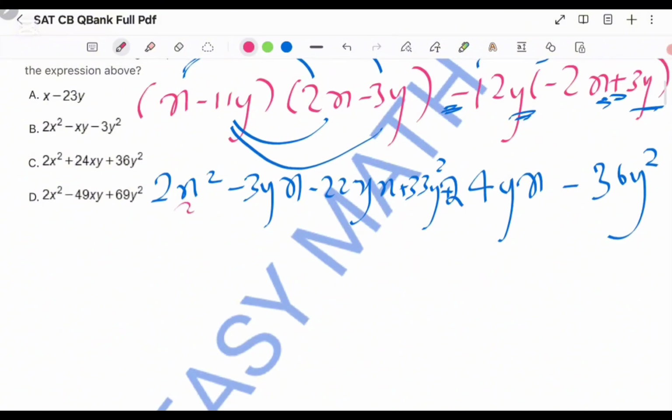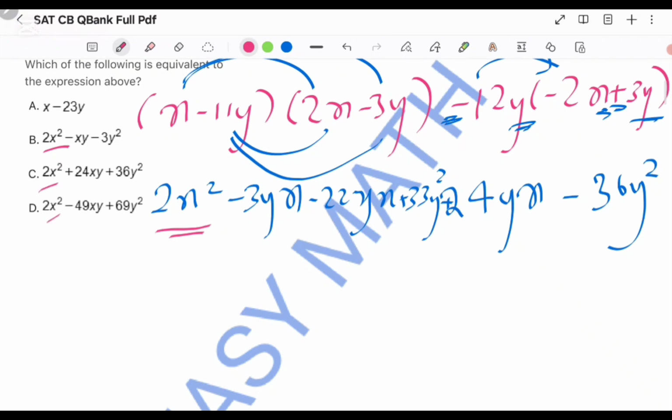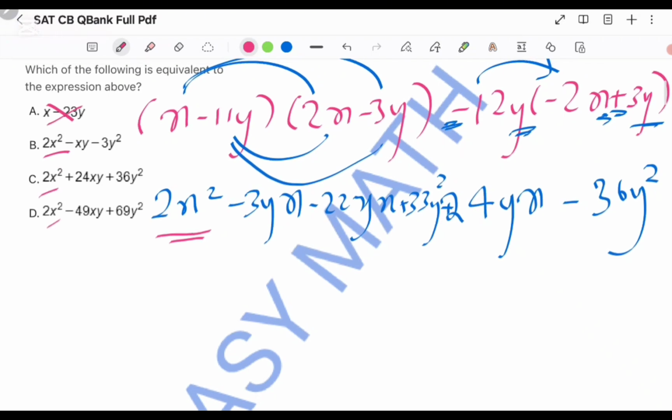So do we see any x squares? No. So that's going to leave me with the 2x squared in here. Choice A is wrong. Let's go ahead and see if we have any xy terms in here. Yes, we have the negative 3yx. We have the negative 22yx. We also have the positive 24yx. Let's go ahead and do the negative 3 minus 22 plus 24. It's going to leave me with, do you have anything else to add? No, we're going to have a negative 1 out of this.